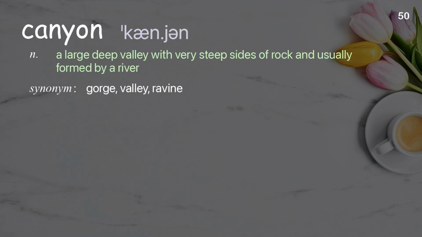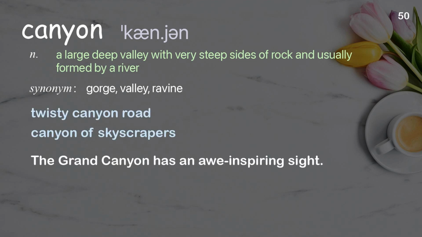Canyon. A large, deep valley with very steep sides of rock, usually formed by a river. Examples: Twisty canyon road. Canyon of skyscrapers. The Grand Canyon is an awe-inspiring sight.